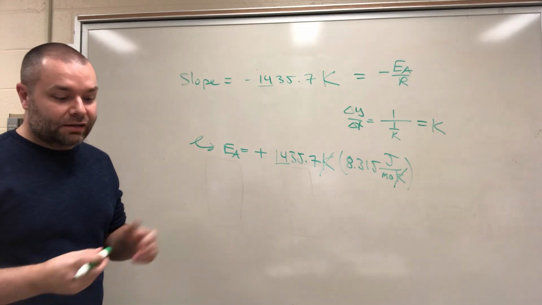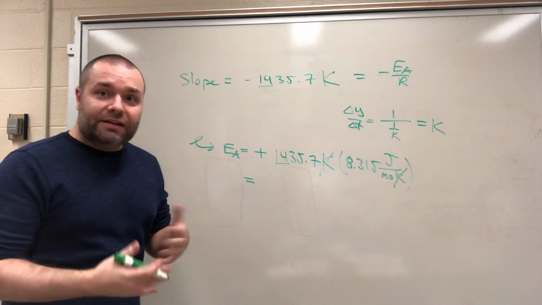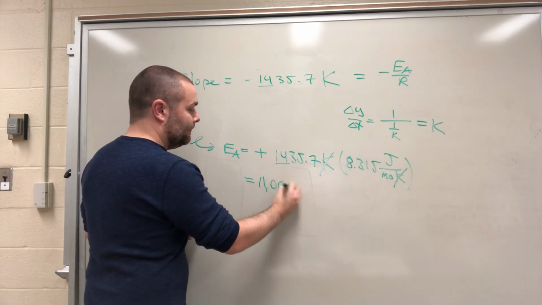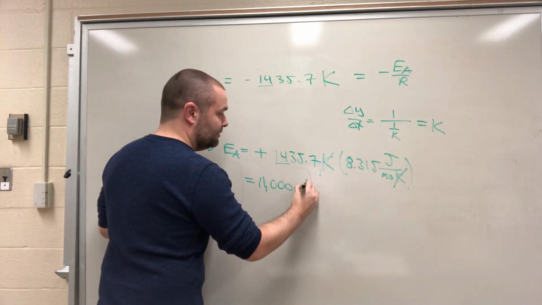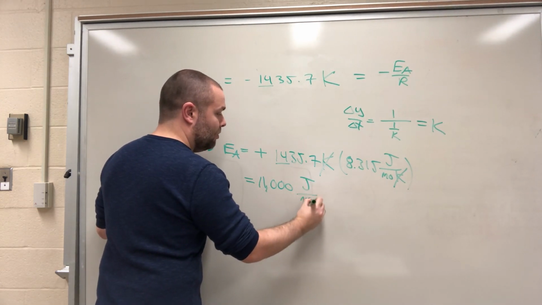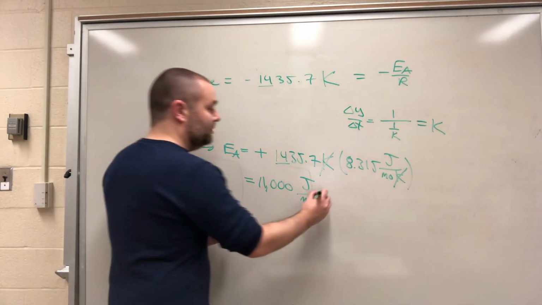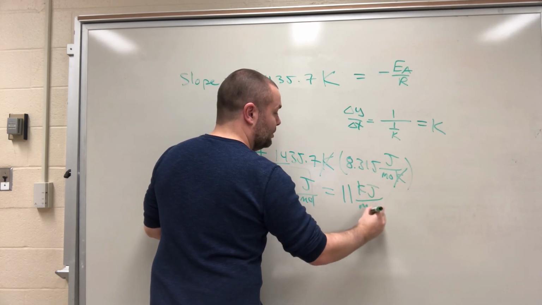You can pause here and just check that you can carry out this mathematics yourself. What I get at the end is 11,000. All right, 11,000, that's a comma. 11,000 joules per mole when I round to two significant figures. Now this means that it's 11 kilojoules per mole.